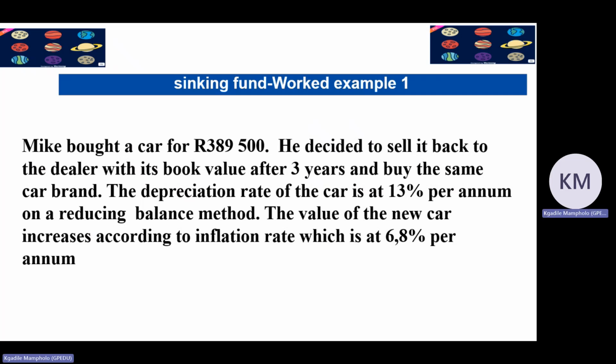Sinking fund works example 1. Mike bought a car for 389,500. He decided to sell it back to the dealer with its book value after 3 years and buy the same car brand. So in other words, add the money. The depreciation rate of the car is at 13% per annum on a reducing balance method.